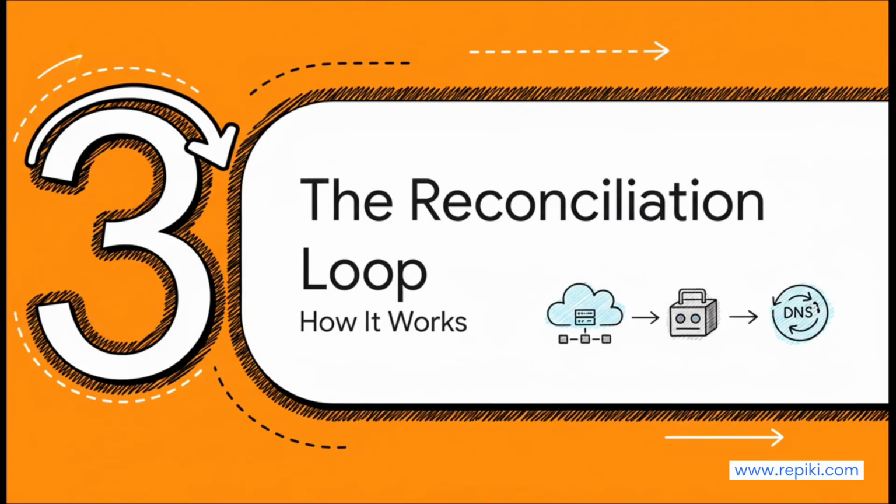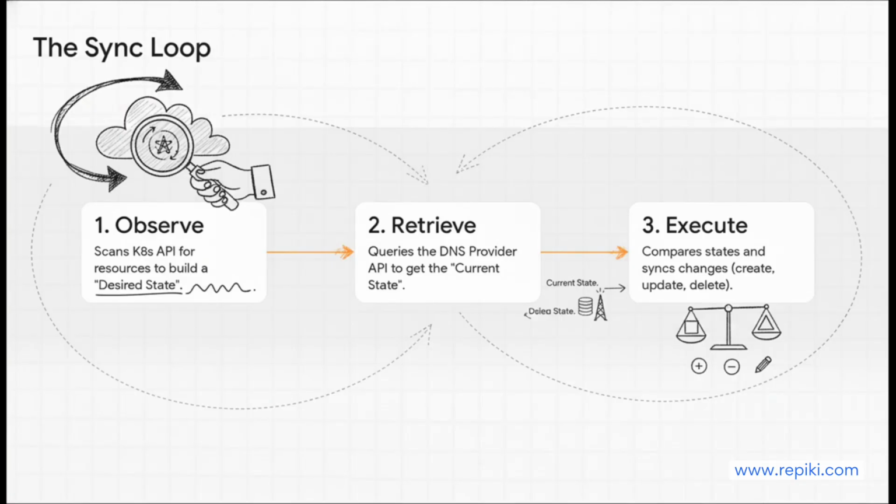Okay, so how does this automation magic actually work? Let's pop the hood for a second. It's all built around a continuous process, a really elegant one, called the reconciliation loop. This loop just runs over and over all day long. It's got 3 simple steps. First, it observes. It looks at the Kubernetes API and figures out, based on all the services and ingresses running right now, what DNS records should exist.